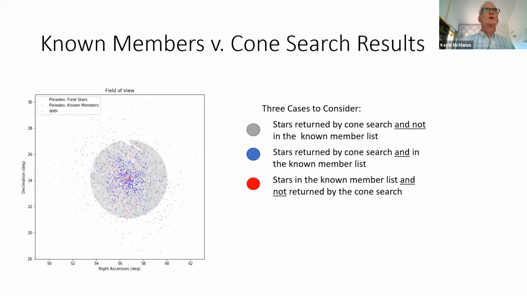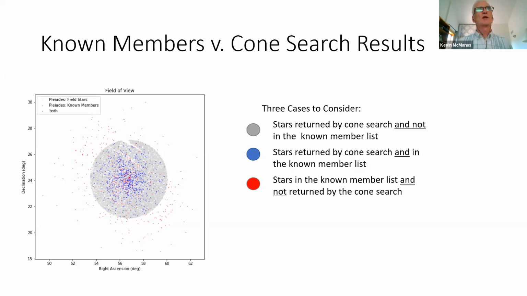All right, so if we take a look at the graph, the gray background is the first case. These are the stars that aren't in the known member list. The blue dots are the ones that our cone search found, so that's good. And the red dots are the ones that we didn't find. We're not too concerned about the red dots that are outside the search radius, because primarily, we didn't find them because our search radius wasn't big enough. And if I made the search radius big enough to include all those, I'd have a ton more than 25,000 stars to deal with.